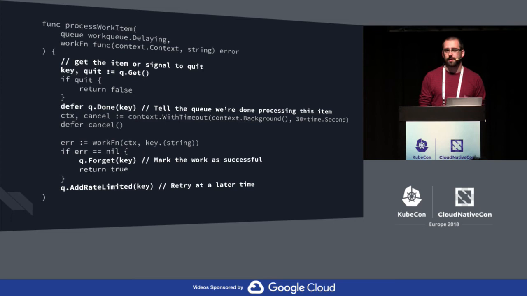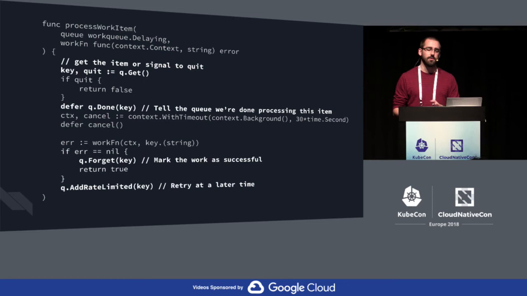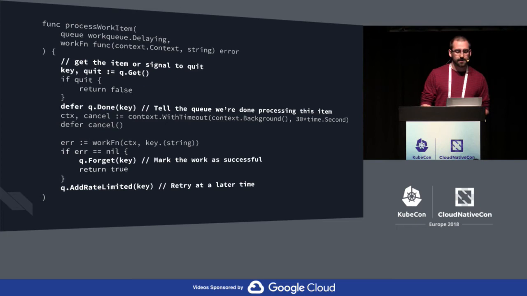So if the queue is shutting down, then we just don't do anything here and return false. This means that this Go routine will exit. So your controller, when it's told to exit, exits cleanly and doesn't need Kubernetes to SIGKILL it at some point. And then the next thing that it does is it defers queue.Done.